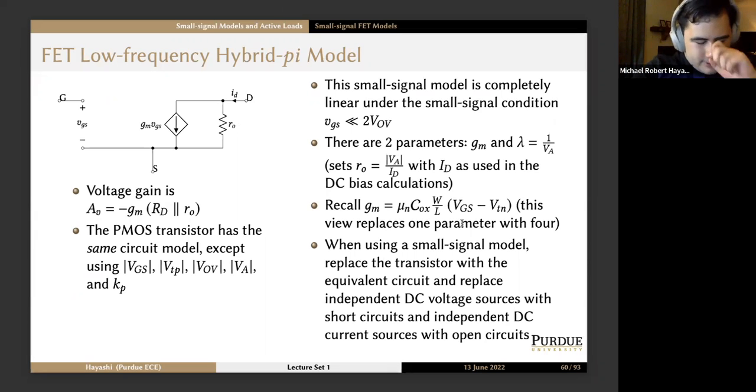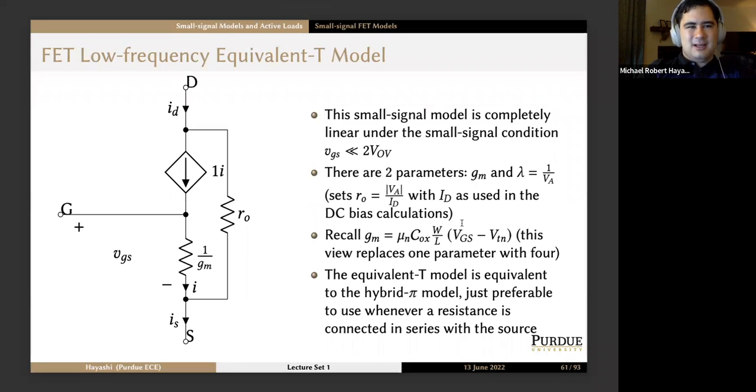So there's one other model, which your textbook doesn't really cover, but is a little bit handier to use sometimes. This is the low frequency equivalent T model. It's a counterpart of the hybrid pi model. You can see we've got gate and source, and then we've got this resistance 1/g_m with a current of i flowing through it. And then this is a current controlled current source that ensures that the same amount of current flows through the bottom side of this resistance and the top side of it as well.